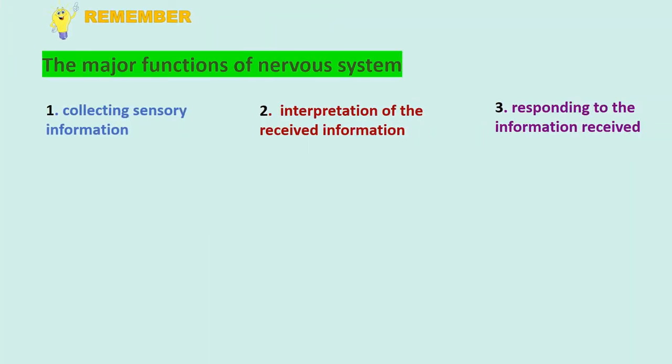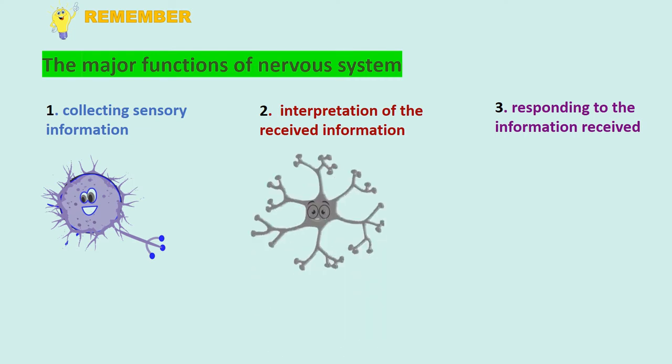Remember, the major functions of the nervous system. Collecting sensory information: sensory neurons receive and collect initial stimuli from sense organs. Second function, interpretation of received information. Interneurons read impulses received from sensory neurons. When an interneuron receives an impulse from a sensory neuron, it determines what type of response to generate. If a response is required, the interneuron passes the impulse on to the motor neuron.